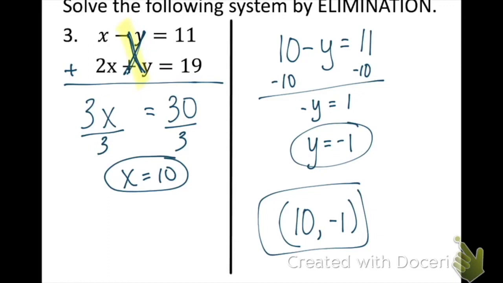You can always check yourself on any of these systems problems by plugging the numbers back in for x and y. So if I go back to my original two equations and I plug in 10 for x and negative 1 for y, I should get a true statement for both of those equations.